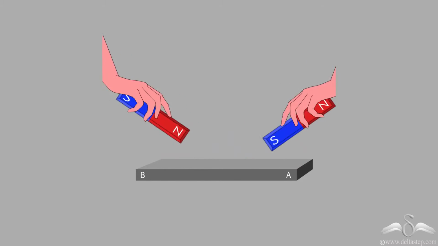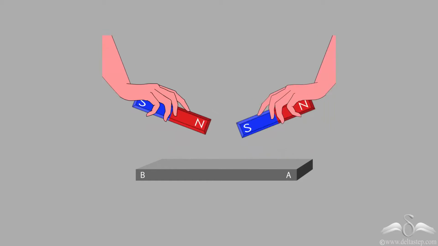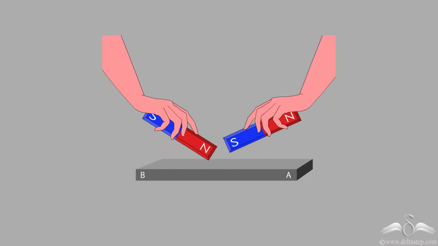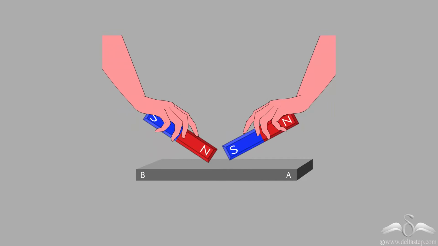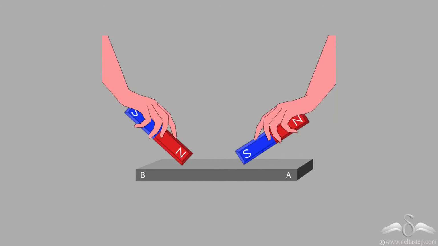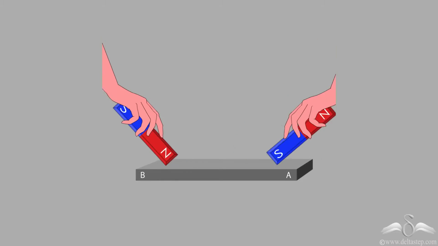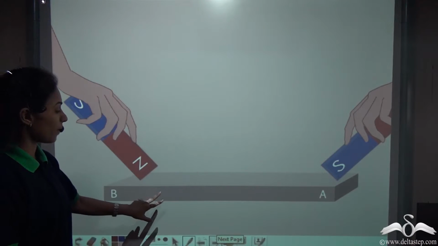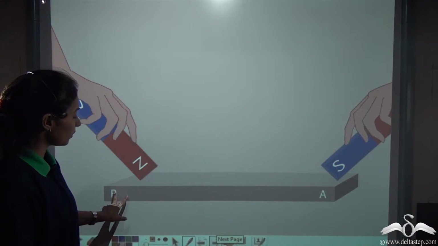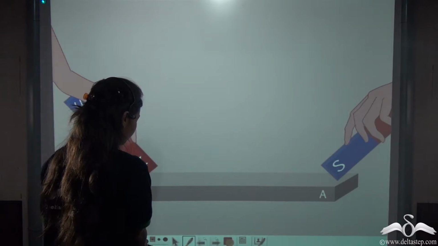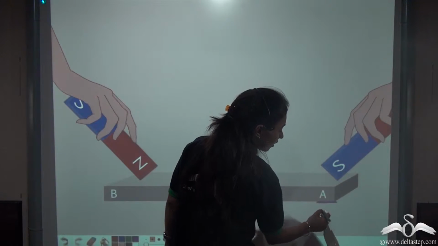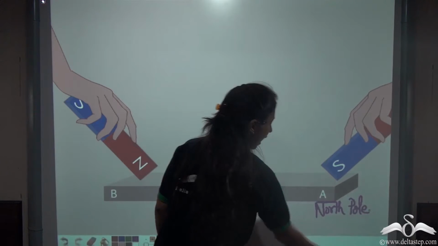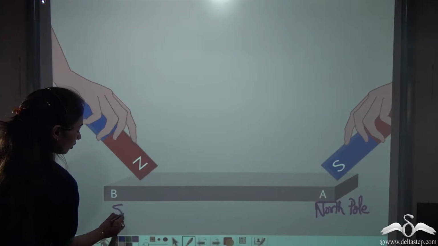You can see that the south pole is dragged towards the end A and the north pole is dragged towards the end B. Now if you repeat this procedure a number of times, the steel strip gets magnetized. So the steel strip AB is getting magnetized due to this process. So you can see how we have magnetized the steel strip AB. Now where will be the poles of AB? Well, at the end A, the north pole will be created. And at the end B of the strip, the south pole will be created.